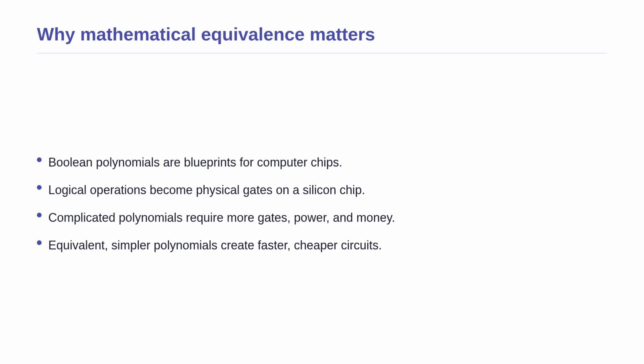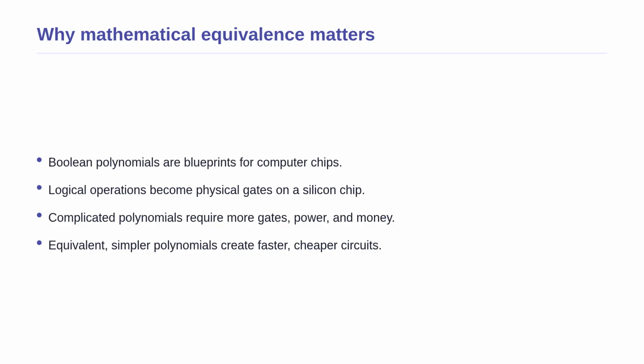If an engineer designs a circuit using a complicated Boolean polynomial, it will require many physical gates. This consumes more electricity, generates more heat, and costs more money to manufacture. By finding a simpler, equivalent Boolean polynomial, engineers can build a circuit that does the exact same job but uses far fewer physical components.